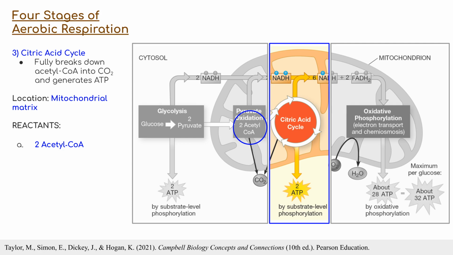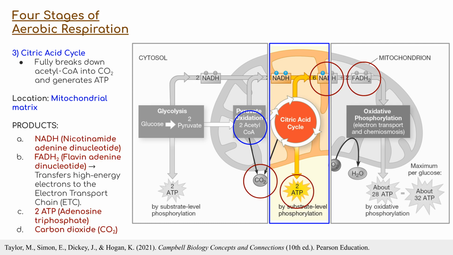The third stage is the citric acid cycle, also known as the Krebs cycle. This stage also occurs in the mitochondrial matrix. Acetyl coenzyme A enters the cycle and is completely broken down. Acetyl coenzyme A is broken down into carbon dioxide. The products include 2 ATP, 6 NADH, 2 FADH2, or flavin adenine dinucleotide, and carbon dioxide. Most of the energy released during this stage is stored in electron carriers rather than ATP.